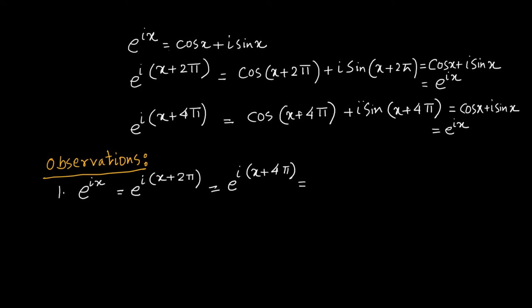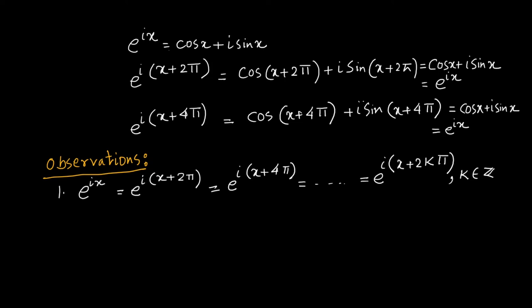And in this way, if we continue, that will be equal to e to the power i(x plus 2k pi). What is k? This k is any integer. This k may be a positive integer, this k may be a negative integer. And this property is simply because sine x and cosine x are both 2 pi periodic functions.